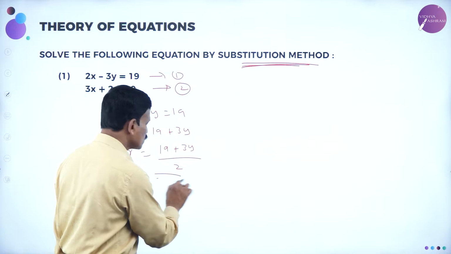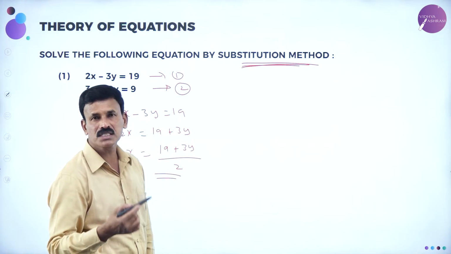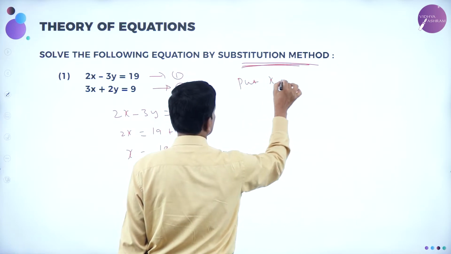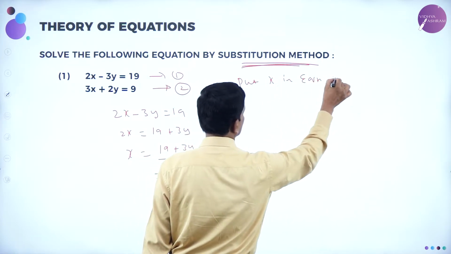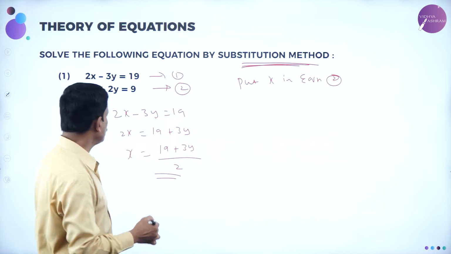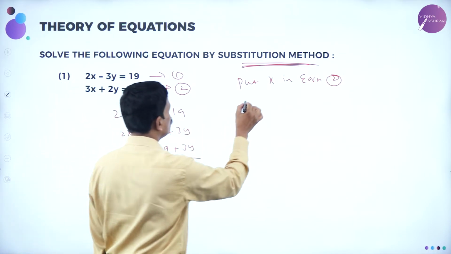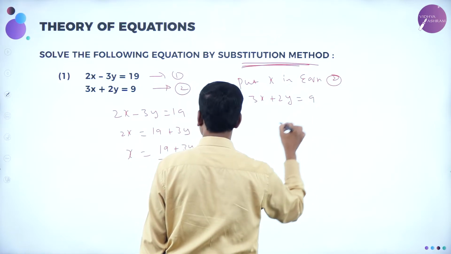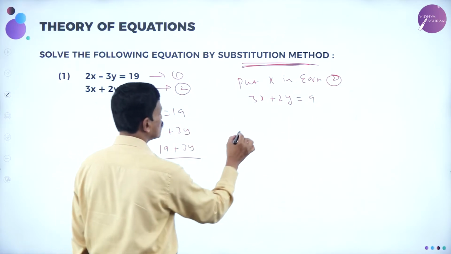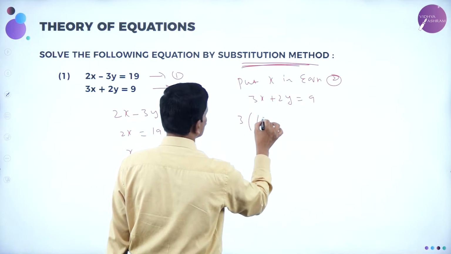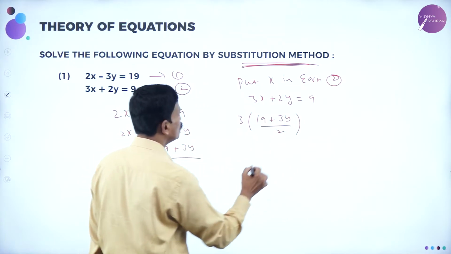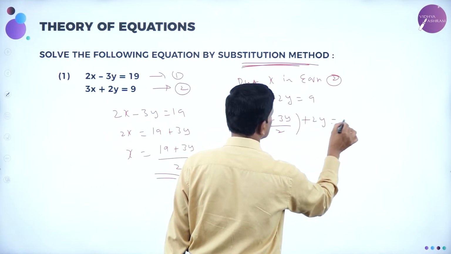Now, after getting this value of x, substitute this value of x in any one of the equations. Now, put x in equation number 2. Let us consider the second equation. What is equation number 2? 3x plus 2y is equal to 9. What is x? This is the value of x. 3 into (19 plus 3y) divided by 2, plus 2y is equal to 9.